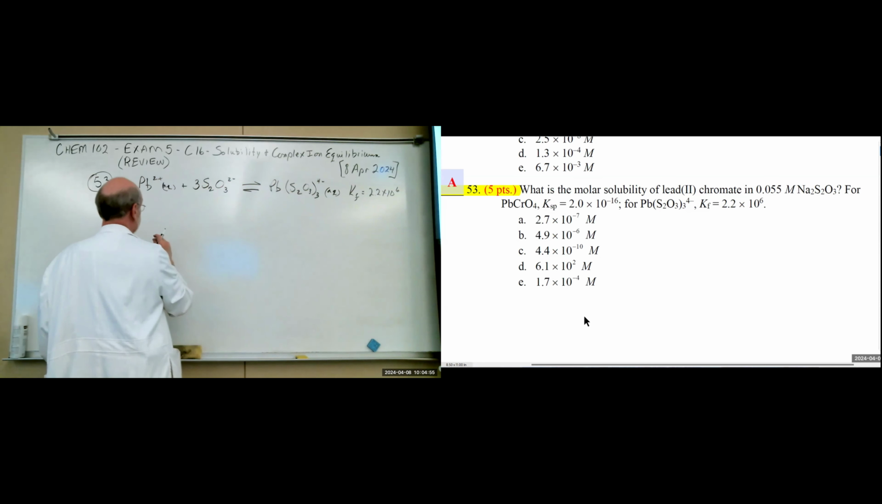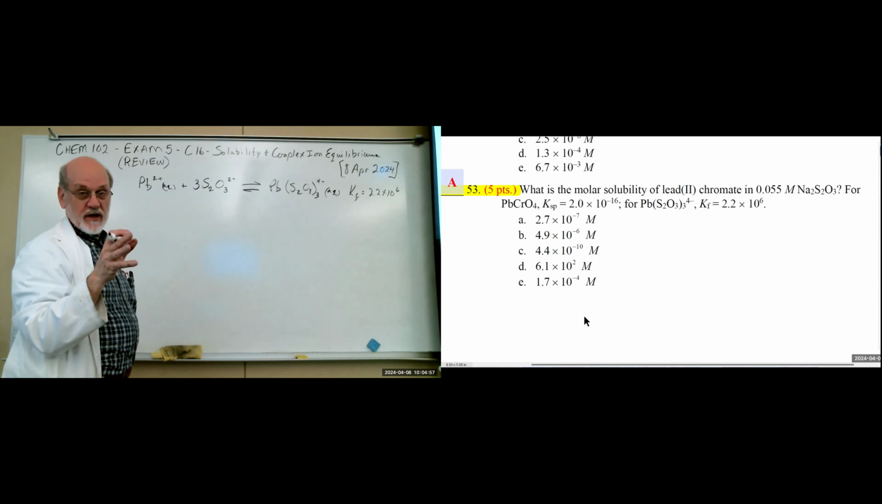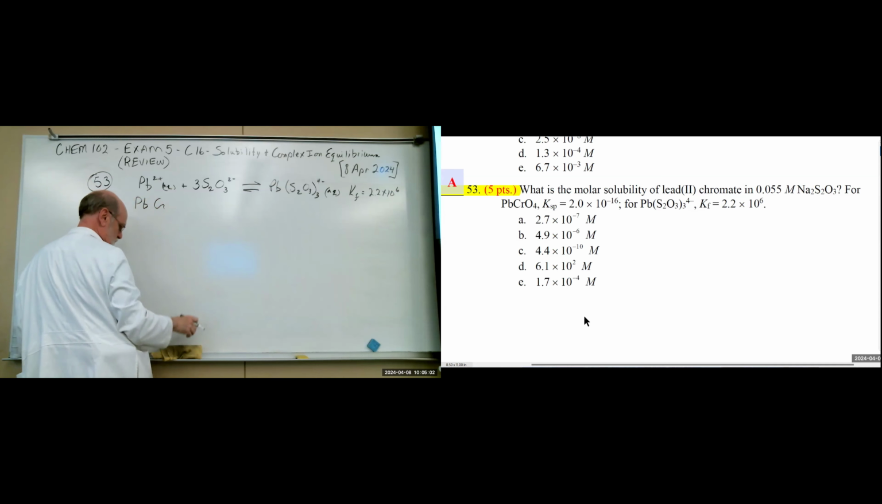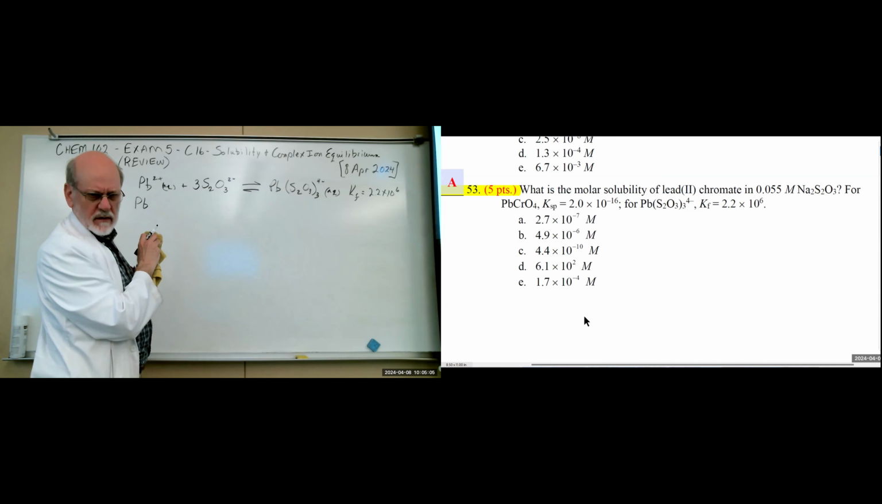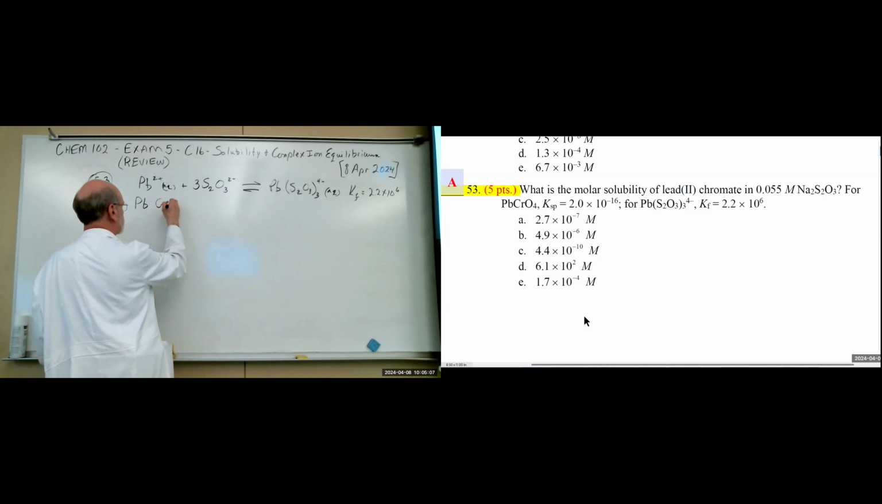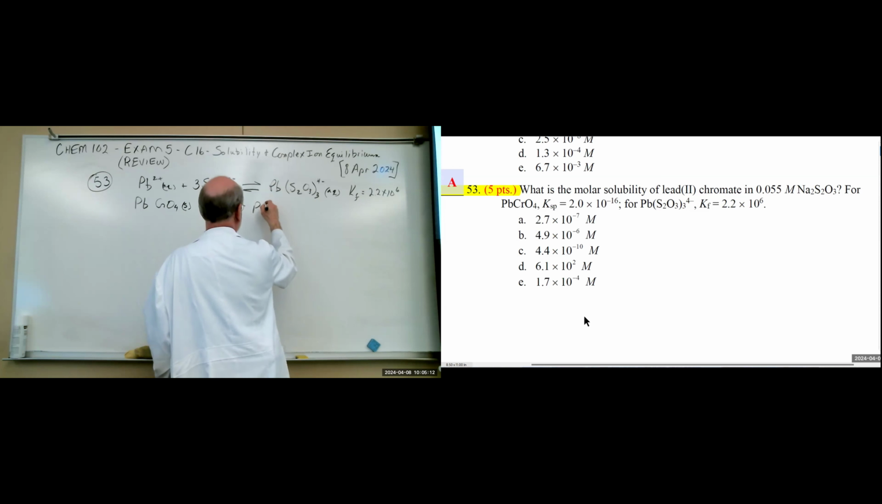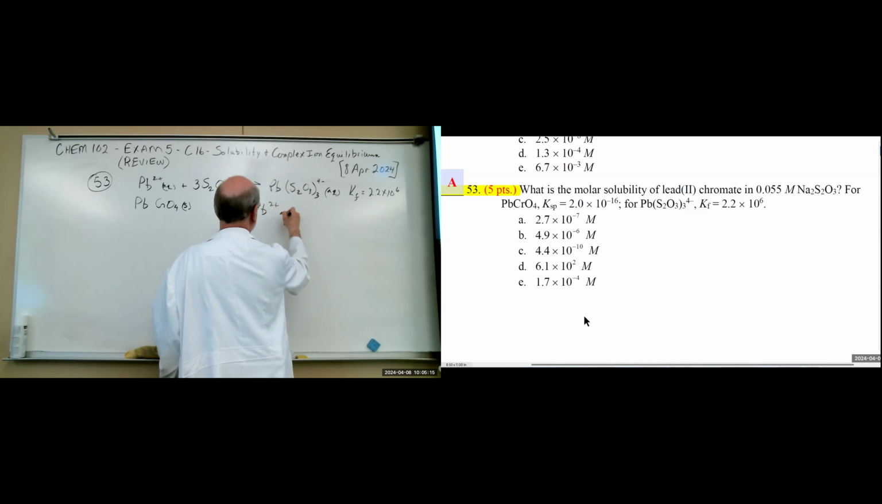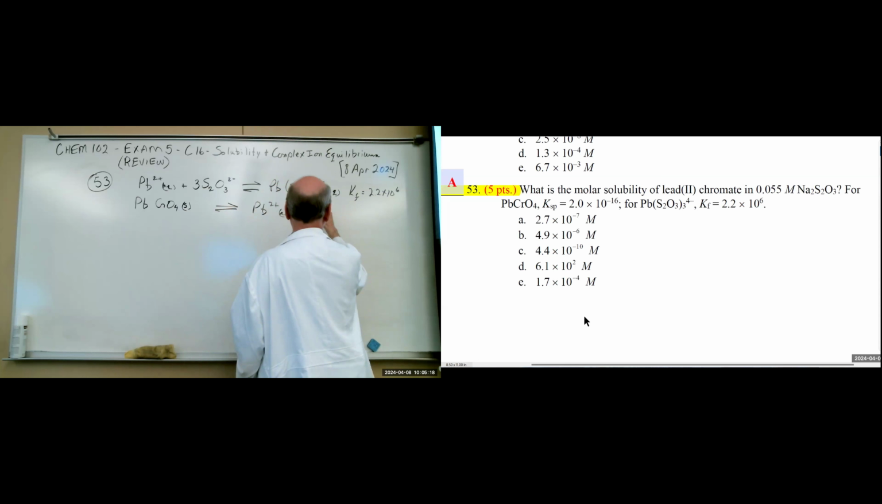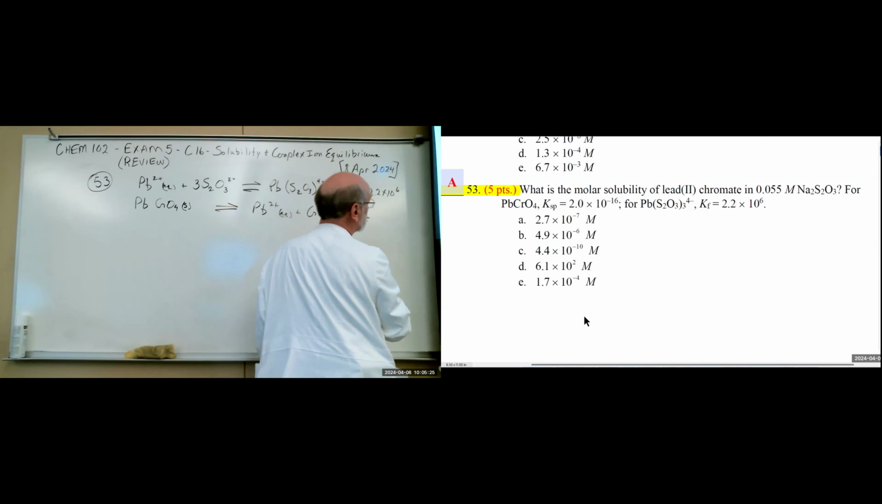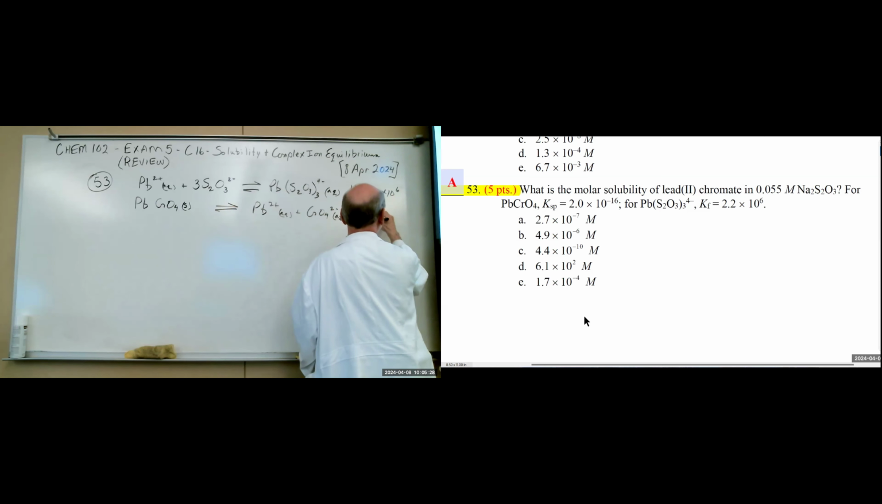Okay. And now we have the solubilizing of lead 2 chromate. Now we get lead 2 plus and chromate 2 minus. And the KSP for this one is 2 times 10 to the minus 16.